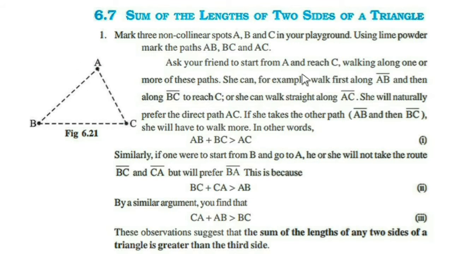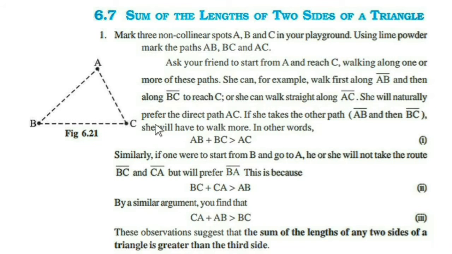Now, ask your friend to start from A and reach C. There are two ways in which your friend can go: from A to B and then B to C, or directly from A to C. She can, for example, walk first along AB and then along BC to reach C, or she can walk straight along AC.